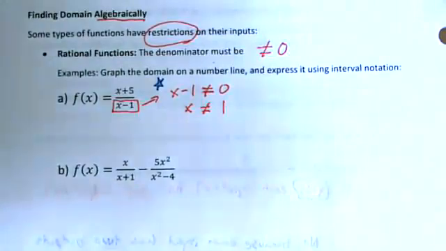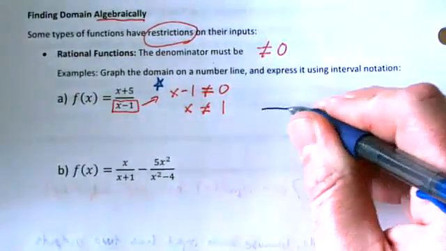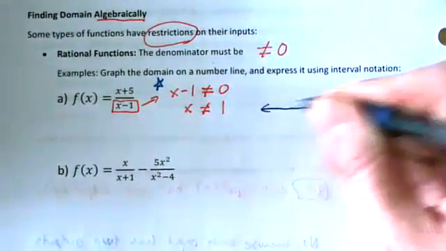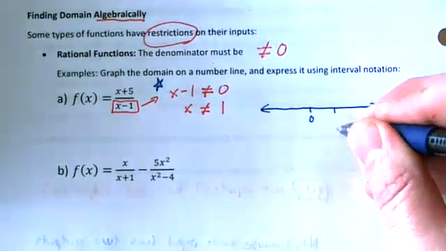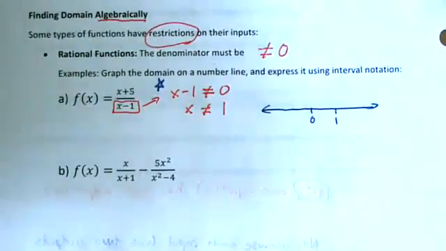Let's go ahead and graph this on a number line. On my number lines in this class, I like you to have 0 always on your number line, and then just any other important points. You don't have to draw 1,000 tick marks. Just the important points. 1 is my important point there.